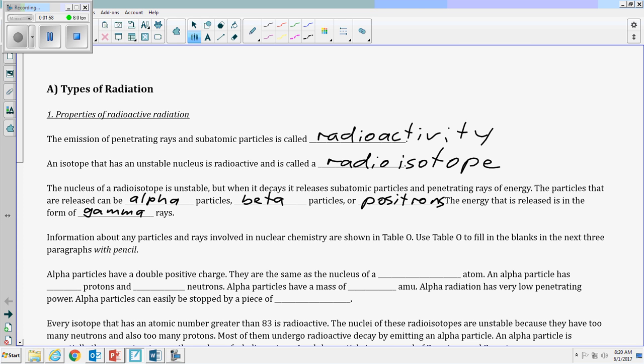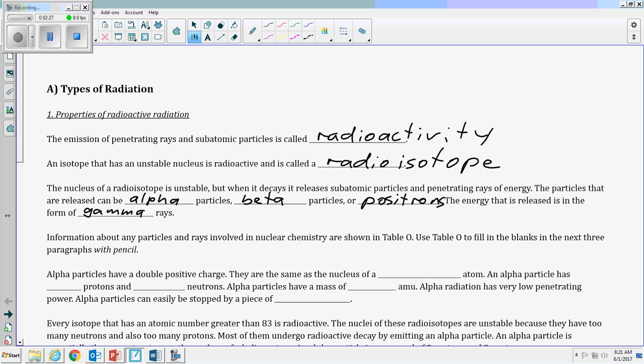The words alpha, beta, and gamma actually are Greek letters. They are the first 3 letters of the Greek alphabet, and those types of radiations were pretty weird when they were first found out about. Scientists just gave them letter indications, but from the Greek alphabet. Okay.